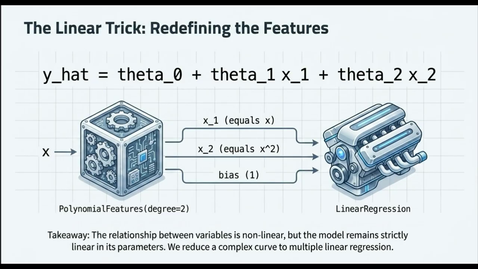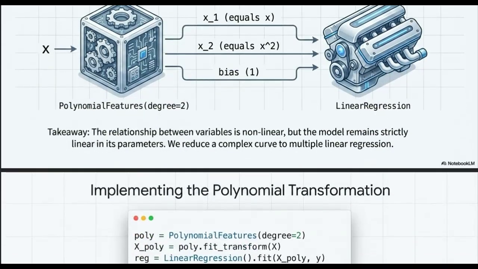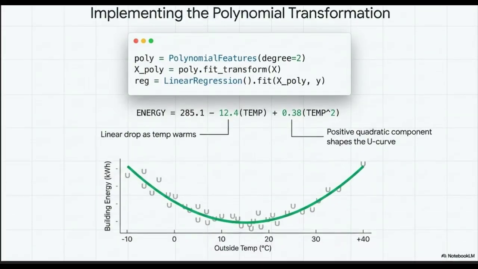We just need to change the shape of the data we feed into the algorithm. Exactly. Let's see how this looks in practice. We're moving to slide 4, implementing the polynomial transformation. Let's look under the hood at the code. This is code block 1. Let's walk through the commands line by line.